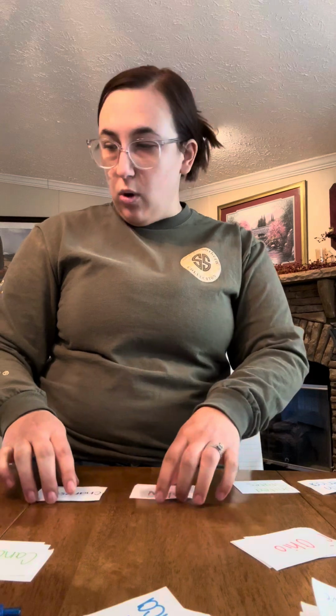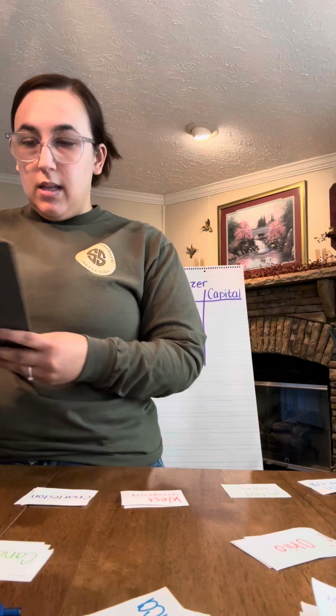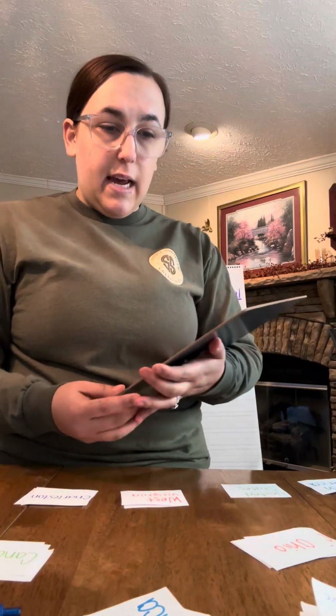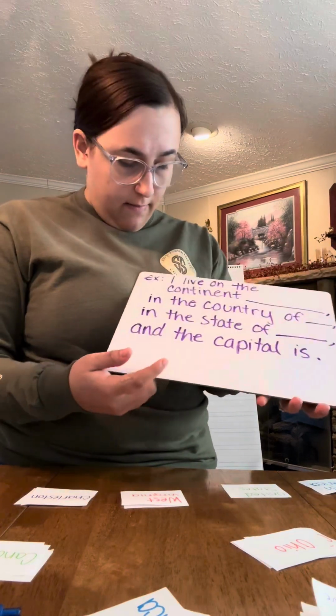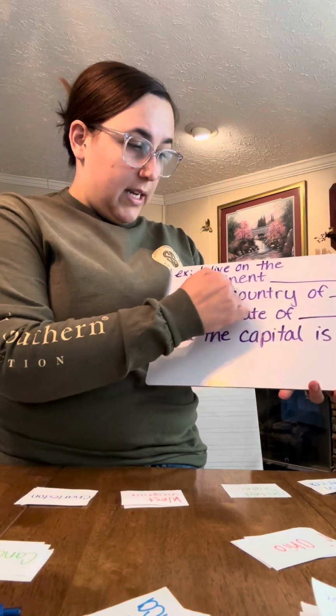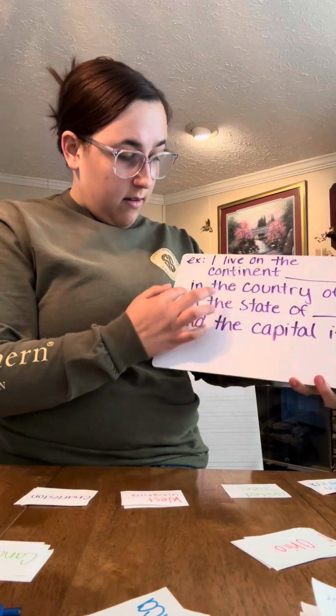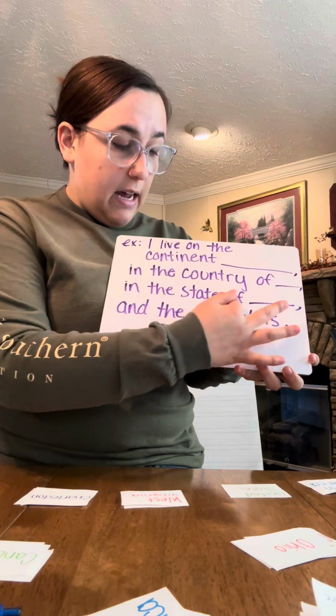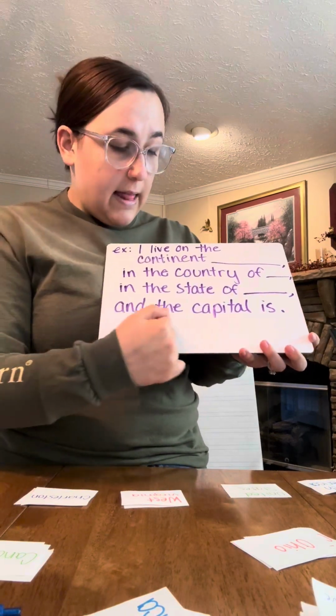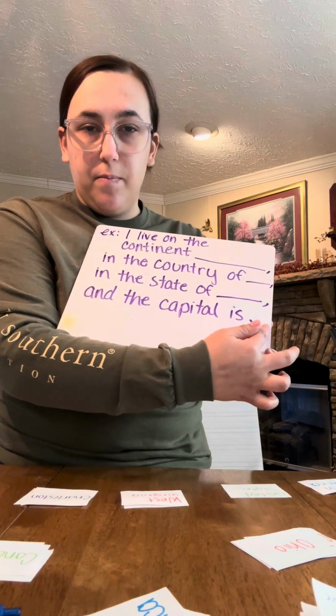Okay. Now, since you guys have finished your graphic organizers, I want you to grab your whiteboards, and I'm going to provide you with sentence starters. I want you to write a short paragraph on where you live, okay? So an example would be: I live on the continent of blank, in the country of blank, in the state of blank, and the capital is blank.